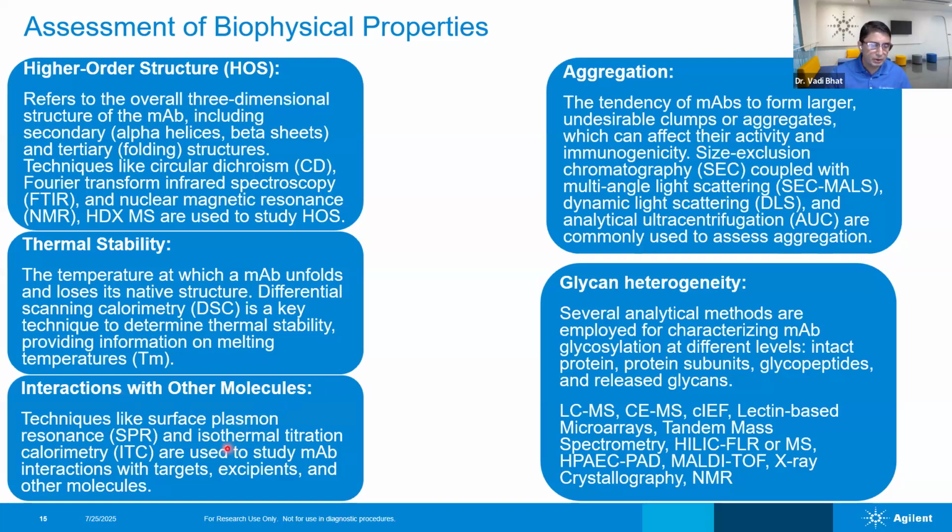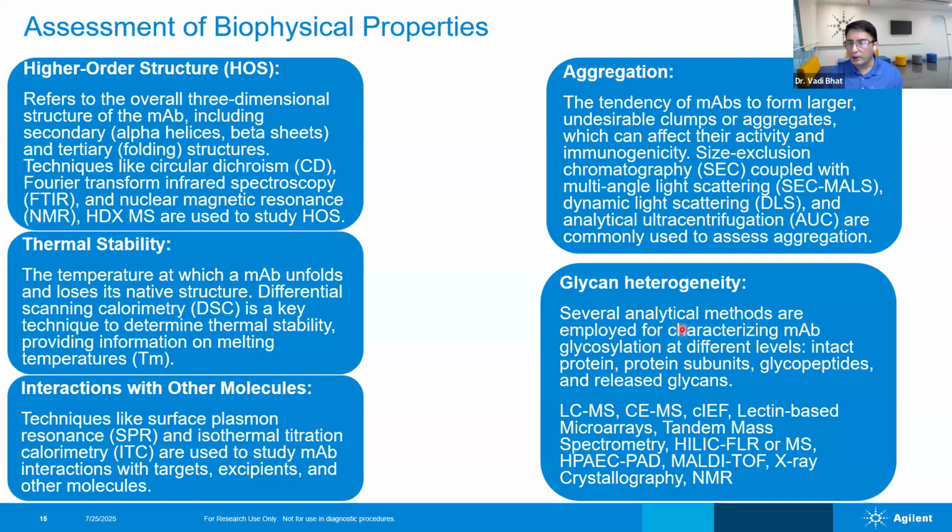For interactions, like I mentioned, in the center they have instruments like SPR, looking into ligand protein interaction or therapeutic ligand interaction. Aggregation is very important, and different types of instruments are used, including size exclusion chromatography, or light scattering, multi-angle light scattering, dynamic light scattering, or analytical ultracentrifuge.